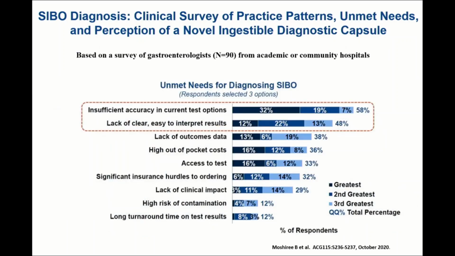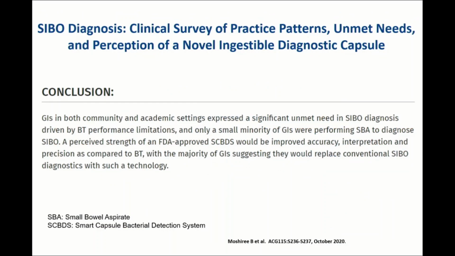So again, the same study asked the specific question about what the unmet needs are for diagnosing SIBO. Well, the majority of the physicians said insufficient accuracy in the current test options, as well as a lack of clear, easy to interpret results. So what we have right now is really not very good, and we need better assessment and diagnosis of SIBO.